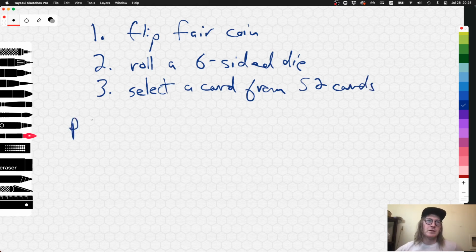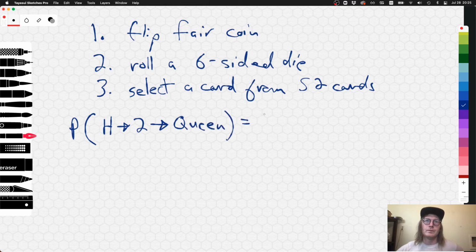What is the probability of getting heads, a 2, and then let's say a queen? What is that probability, given what we understand of these being unrelated things that we're doing? Whether or not we get heads or tails does not affect the roll of the die. Whether or not we get a 3 doesn't affect whether or not we get a queen. So how would we multiply this?